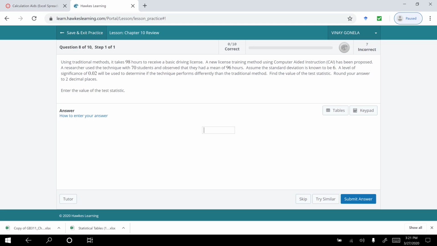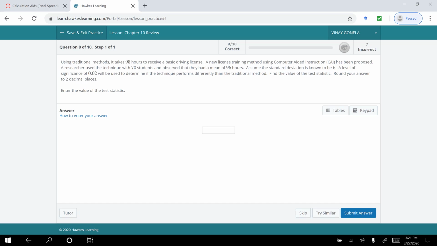So the standard deviation is known, so this is a Z-stat problem. Now whether it is a two tail or a one tail, how do you determine that? In this they are saying it performs differently. When they say something like performing differently, that means it's a two tail problem, because differently means it's both lower or upper value. So that's how you determine it's a two tail problem.